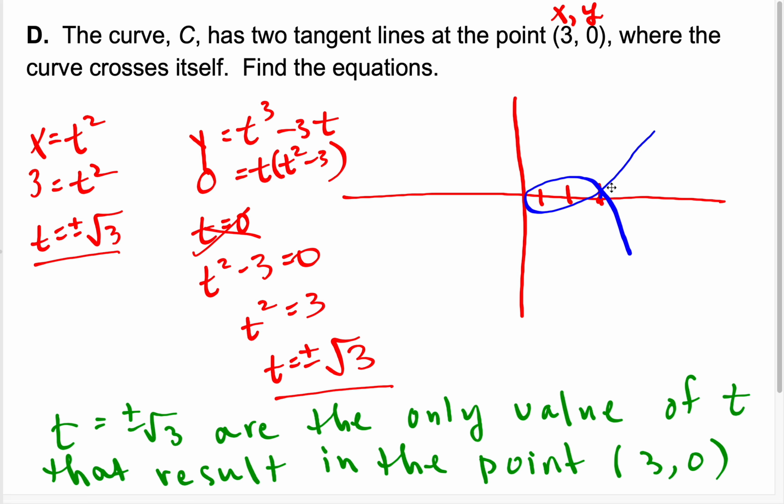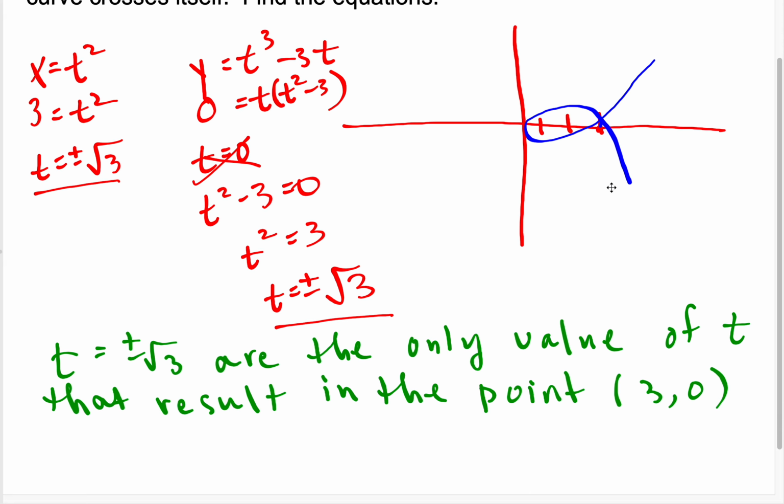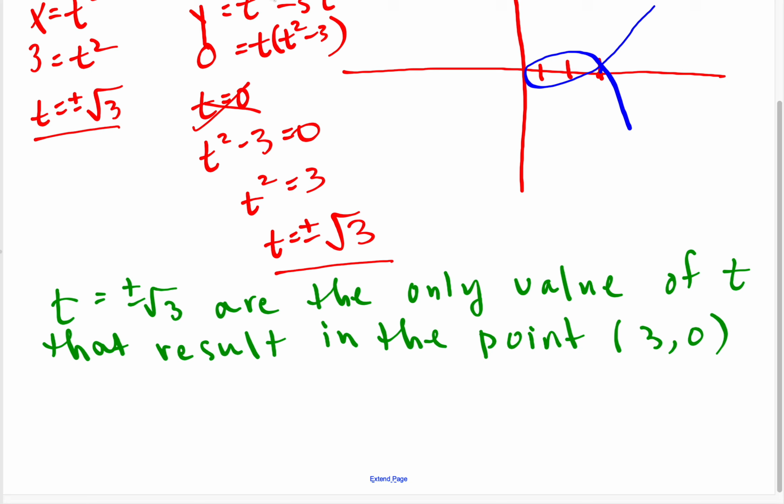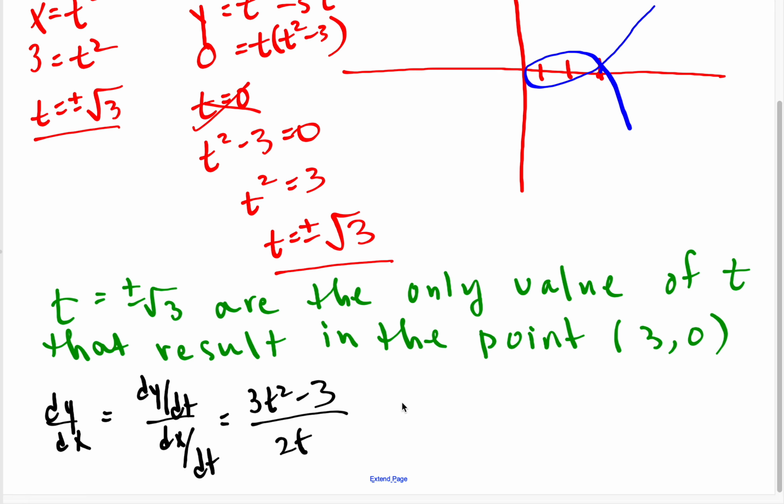So now it's asking us, we're going to keep going. We already know that dy/dx, which is dy/dt over dx/dt, is 3t squared minus 3 over 2t. So what are we going to do? We are going to plug in t equals root 3 and t equals negative root 3 and find the slopes so that we can create our tangent lines.